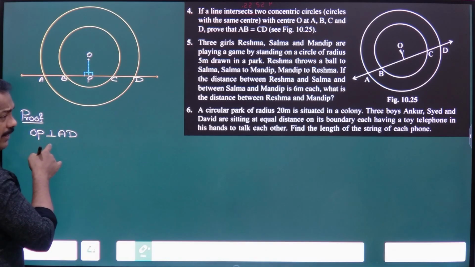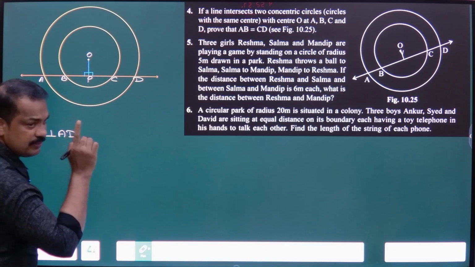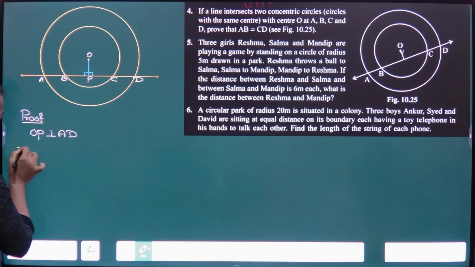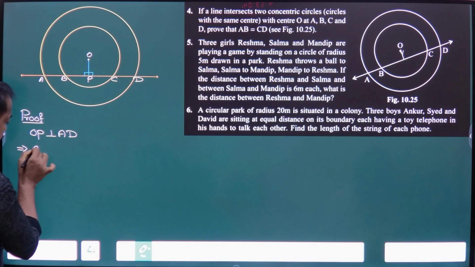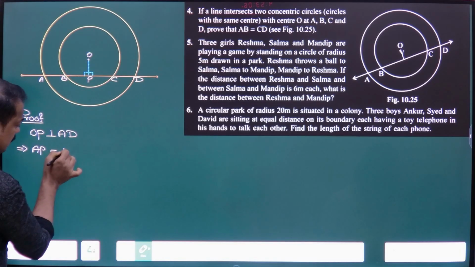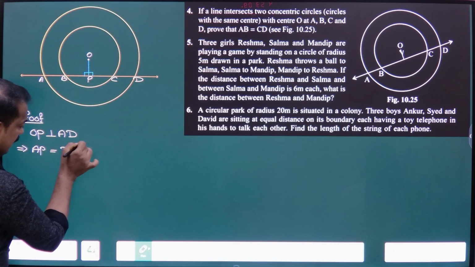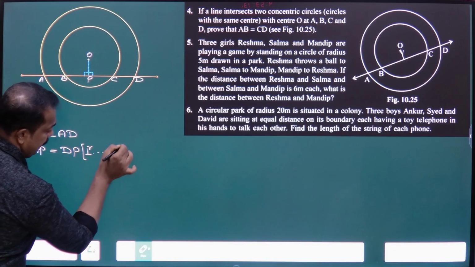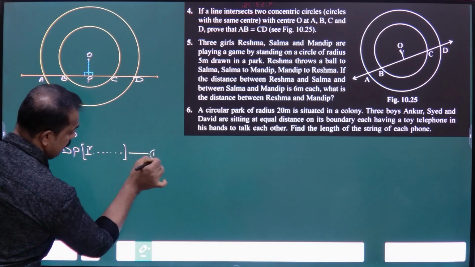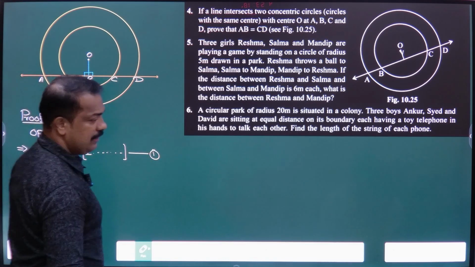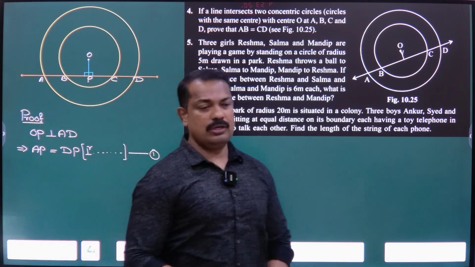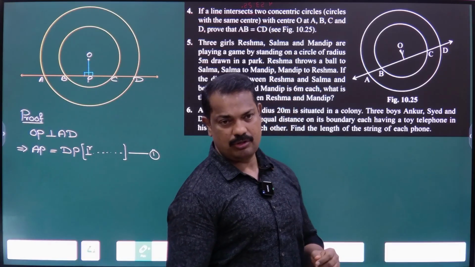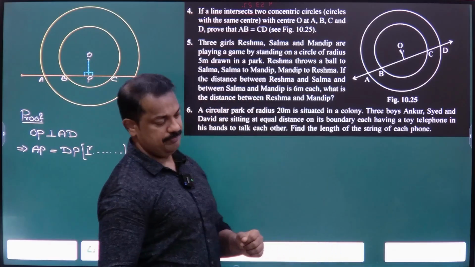Which theorem can we apply? Perpendicular from the center to the chord bisects the chord. So we can say AP is equal to DP. Theorem: perpendicular from center to the chord bisects the chord. Equation 1.